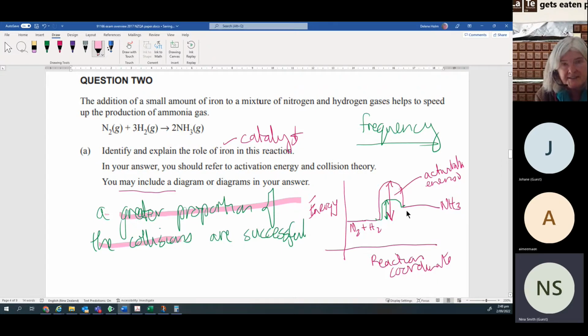But when I add a catalyst, it provides a different pathway that needs less energy, or it has a lower activation energy. And that means instead of, on average, 1 in 100 molecules having enough energy to make the change, with a catalyst and a lower activation energy it's perhaps every 1 in 3 that can have enough energy in that collision to change. And so, because I've got a much greater proportion of collisions that are now successful, it's going to be a greater rate of reaction.